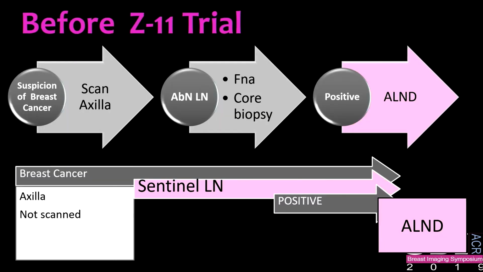Okay, so life was really simple before the Z11 trial came through. Anytime we had a suspicious breast mass, we would scan the axilla. If there was an abnormal lymph node, we would either do an FNA or core biopsy. If it was positive, the patient went for axillary lymph node dissection. And if we didn't do that, then there was a two-step procedure that we followed. The patient went ahead and got a sentinel lymph node biopsy. If that was positive, then there was a second stage where there was a completion done and an axillary lymph node dissection was done. The surgeons were very happy. The team was very happy that we scanned the axilla, right?